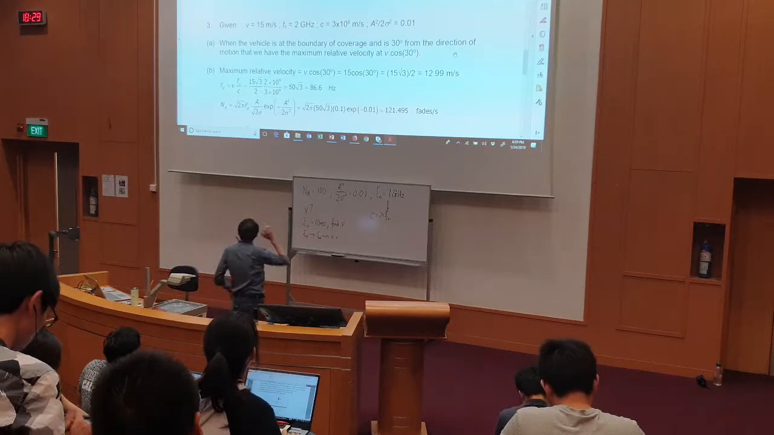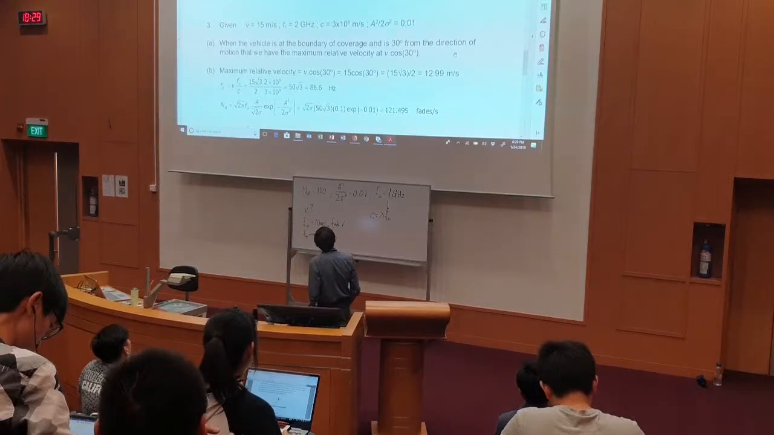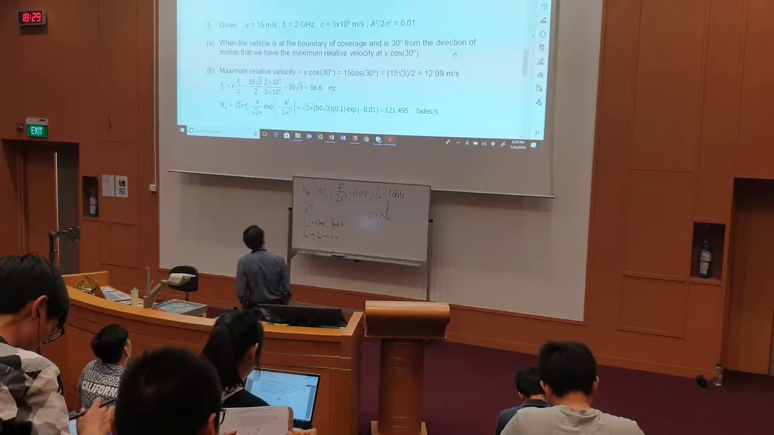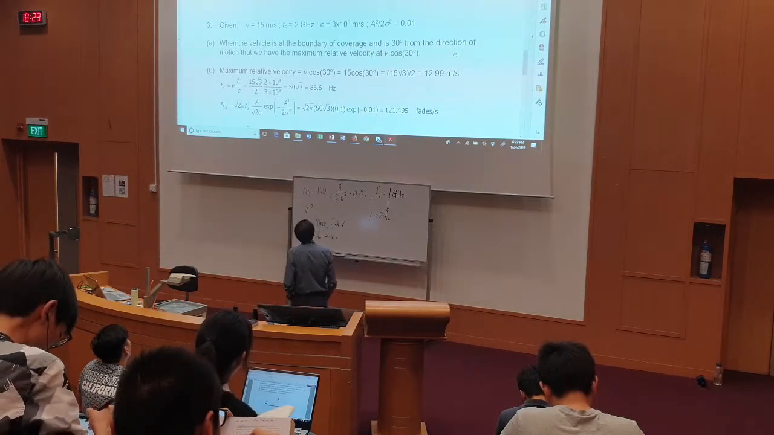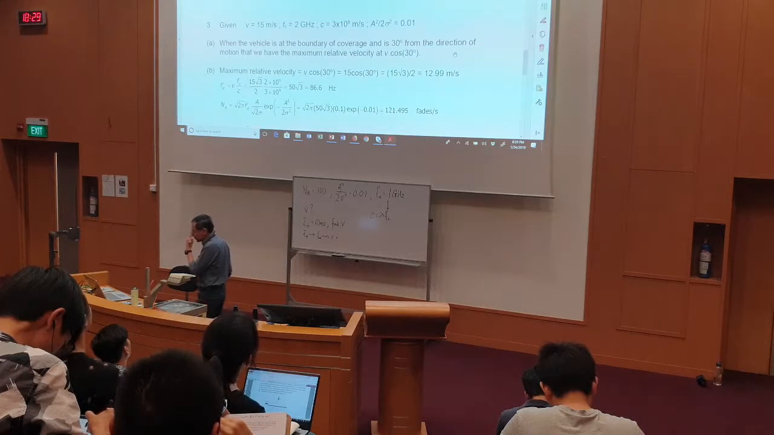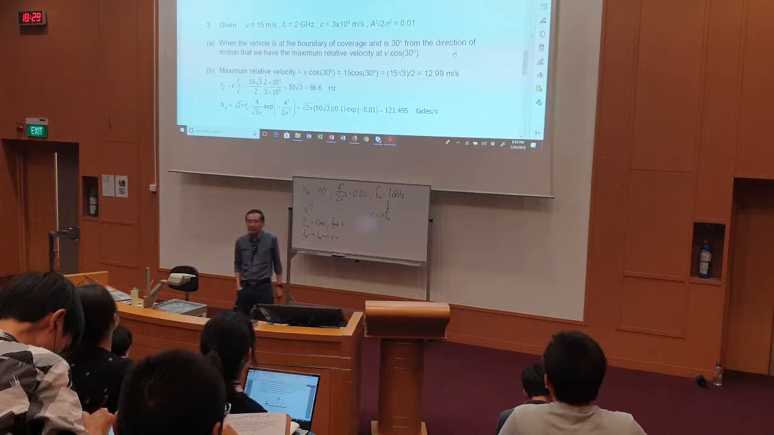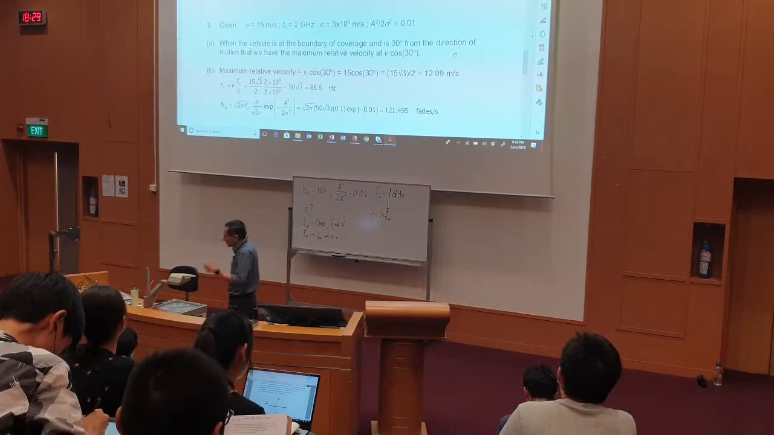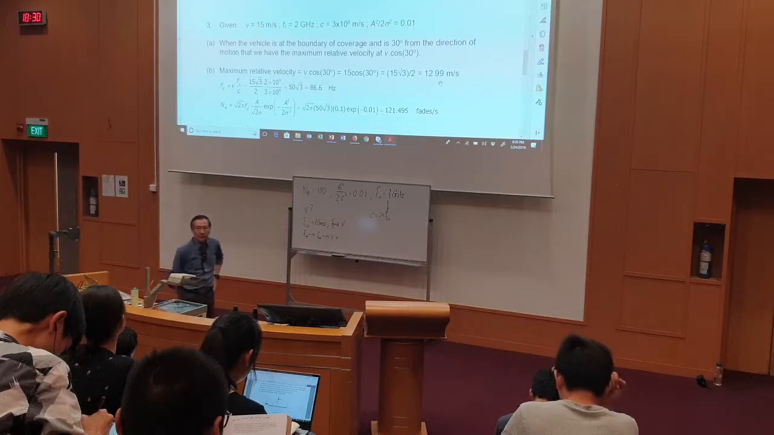So we have V, which is 15 meters per second. We have the carrier frequency, which is 2 gigahertz. We have the propagation speed, which is 3 times 10 to the 8 meters per second. And the normalized fade margin of A squared over 2 sigma squared, which is 0.01. As I mentioned, the maximum relative speed will be at V cosine 30 degrees. So you know V, you know cosine 30, of course you can find the relative speed. That will be 12.99 meters per second.